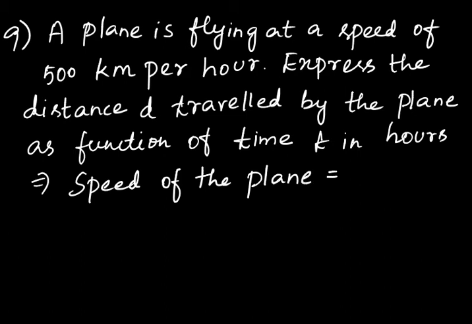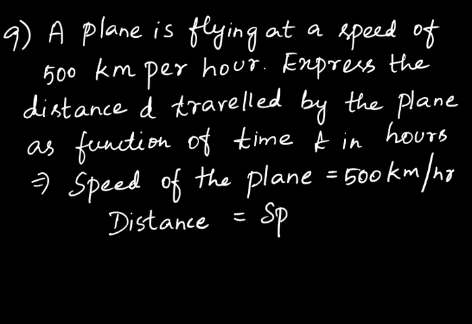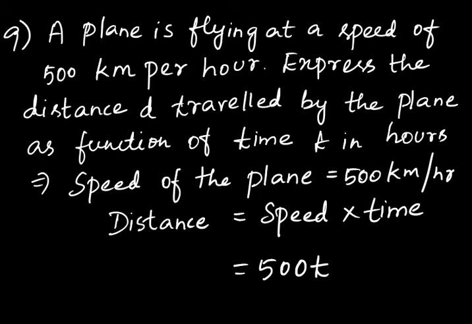The speed of the plane is 500 kilometers per hour. So they are asking for the distance traveled in t hours. So we know the distance formula is speed into time, and speed is 500, and time they have said is t. So the function of time is 500t, so take it as t. So you have expressed distance as a function of time.